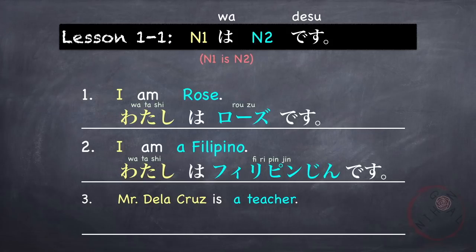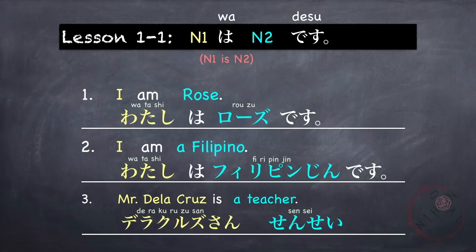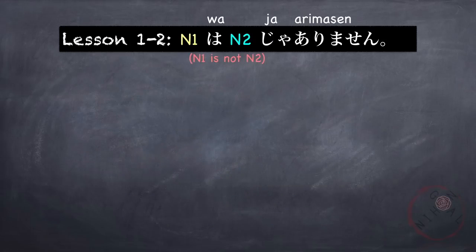Okay, third example is Mr. De La Cruz is a teacher. So how do we say Mr. De La Cruz in Japanese? De La Cruz-san. A teacher. So we are talking about another person, so we are using the word sensei. If you are talking about yourself, it's kyoshi. Anyway, so let's make this a full sentence. Mr. De La Cruz is a teacher. De La Cruz-san wa sensei desu. I hope this is clear. So let's move on to the next one.